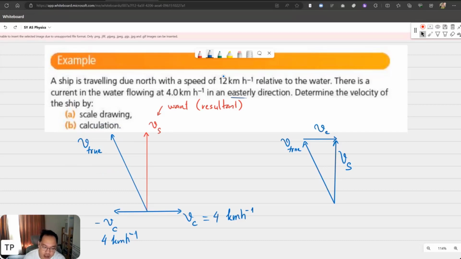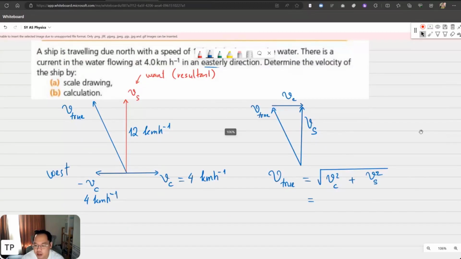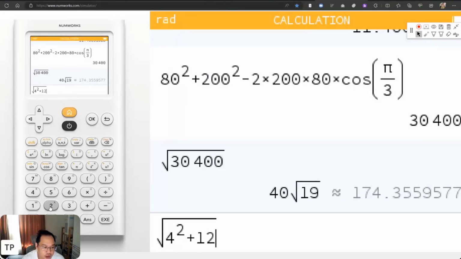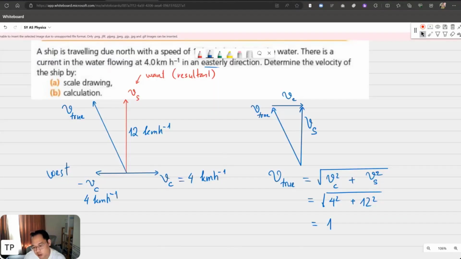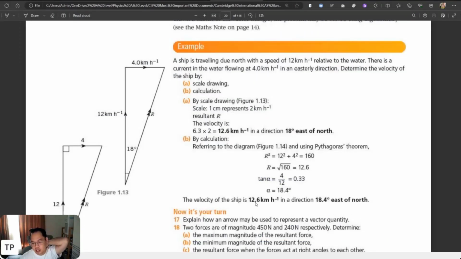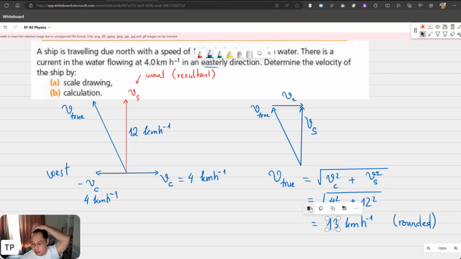So this is the true velocity, and one of its components is 4 km per hour going to the west, and its vertical component vs has a magnitude of 12 km per hour. That velocity can be easily calculated by the Pythagorean theorem: the current squared added to the velocity going north squared. That is the square root of 4 squared plus 12 squared, which is 13 km per hour rounded to 2 significant figures. Checking the answer: 12.6. They didn't round the accurate value, so 12.6.